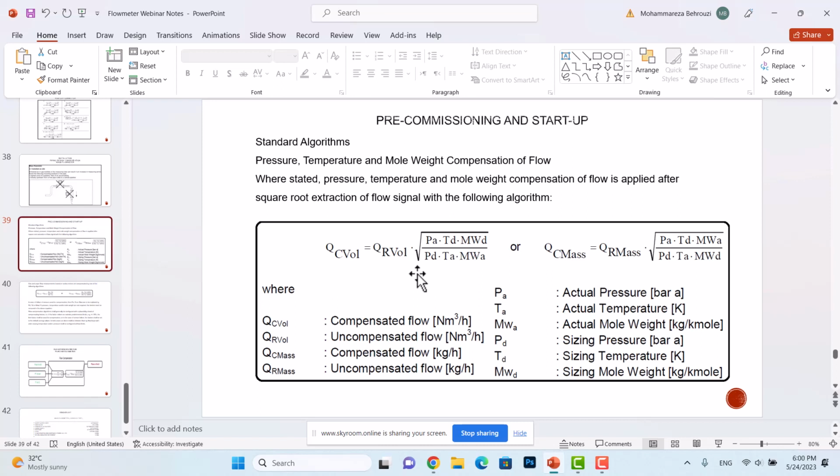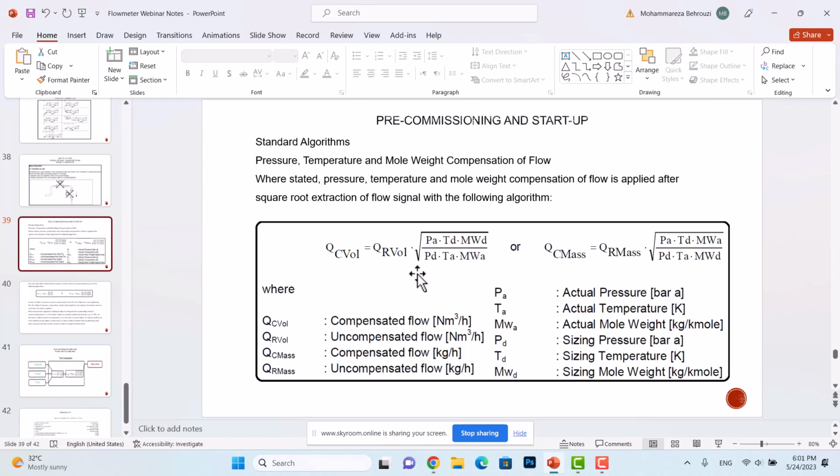But because of some abnormality, I don't know the reasons, don't like to talk about the reasons, the pressure goes to 38 bar gauge and the temperature goes to 40 degrees Celsius. Now the flow shown by this flow meter is not real, because this flow meter was designed for that operating temperature and that operating pressure.